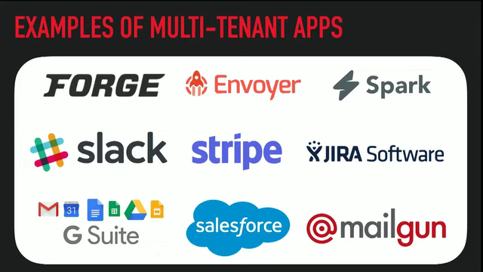Some examples of multi-tenant apps you would already use. Things like Forge, Envoy, or Spark, some bigger names like Slack and Stripe and even Google. Those can all be considered multi-tenant apps because your data is siloed and private.